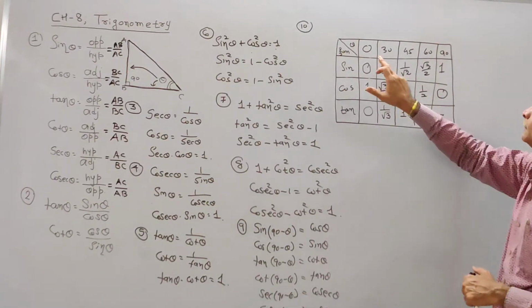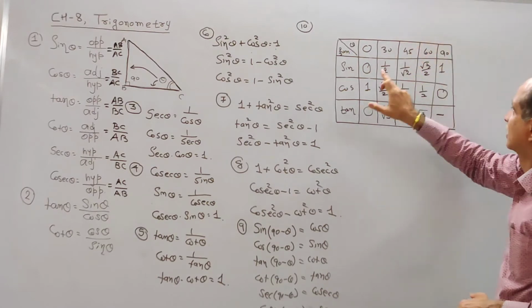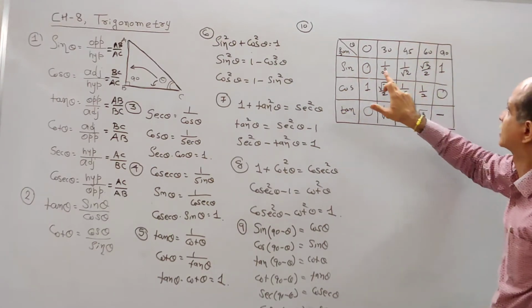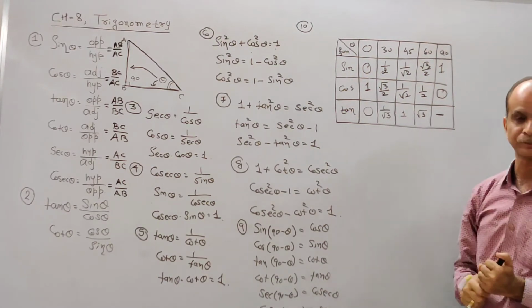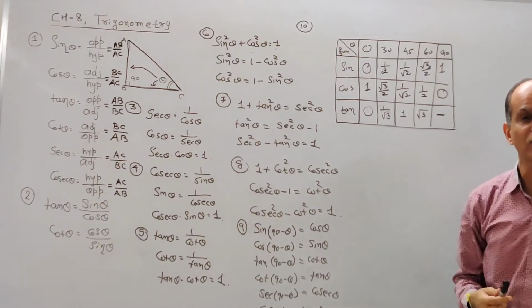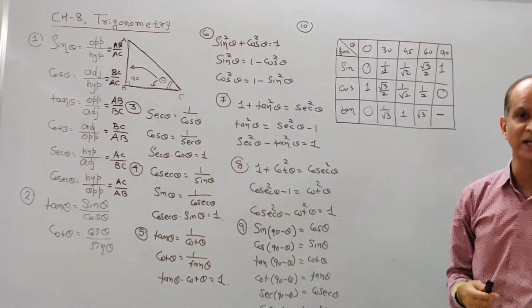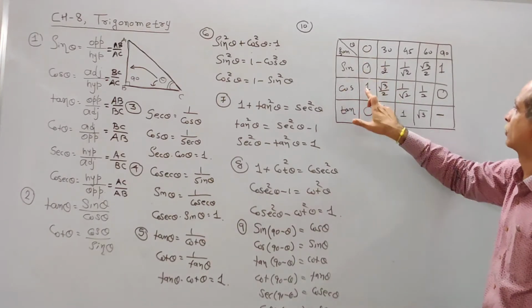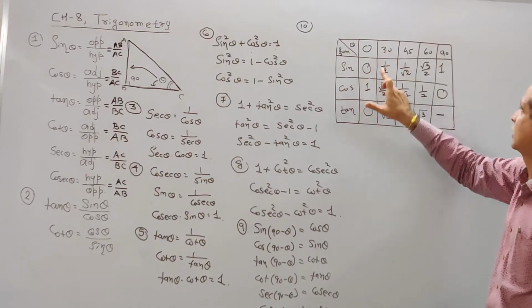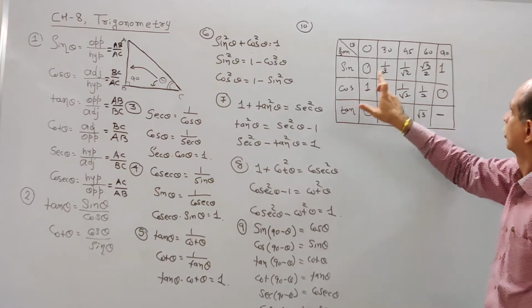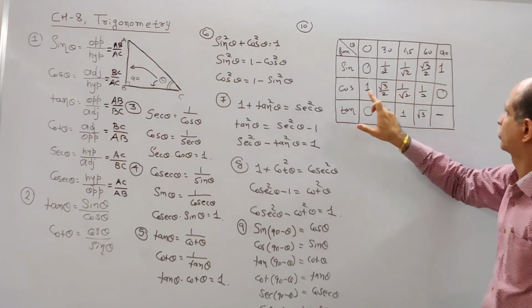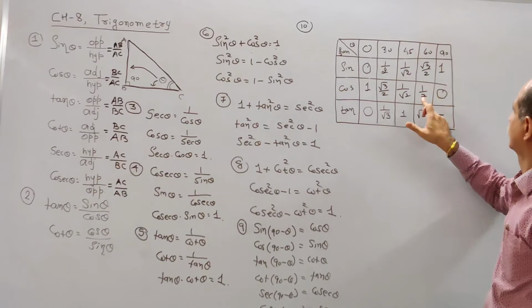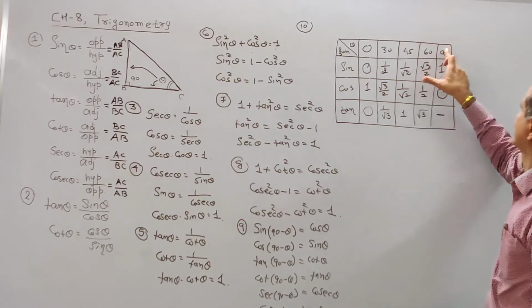Why? Because as theta increases, the value of sine also increases from 0 to 1. Now, how do we find the value of cos theta for different values of theta? So cos 0 is equal to 1, cos 30 is equal to root 3 by 2, cos 45 is equal to 1 upon root 2, cos 60 is equal to 1 by 2, and cos 90 is equal to 0.